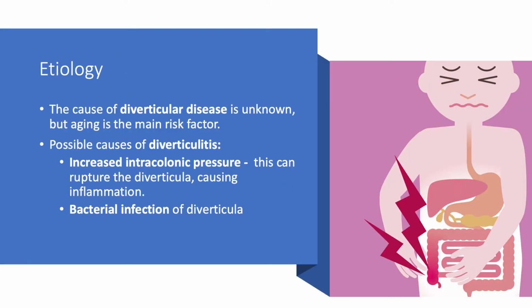Etiology. The cause of diverticular disease is unknown, but aging is considered the main risk factor. However, there are some known possible causes for diverticulitis. One of the possible causes is increased intracolonic pressure. So an increase in the pressure inside of the colon can rupture the diverticula, causing inflammation. And then bacterial infection of the diverticula is also another possible cause for diverticulitis.